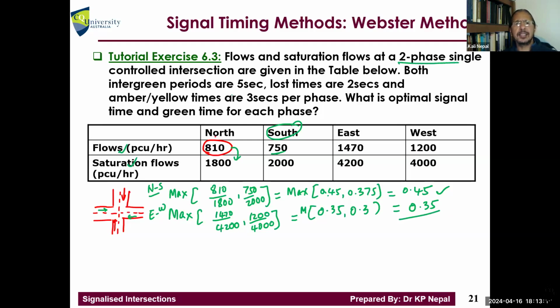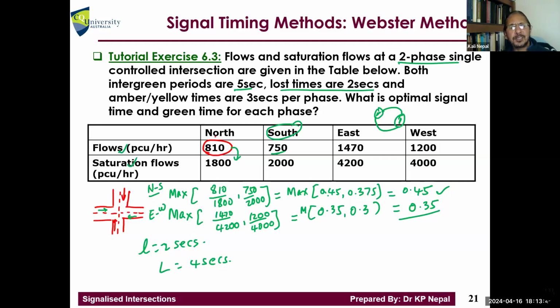Two-phase signal. The intergreen time is 5 seconds, loss time is 2 seconds. If loss time is 2 seconds for one phase, for two phases how much total loss time would it be? 4 seconds, because 2 times 2, right? Because there are two gaps. In the first phase there is a loss time here, and then in another phase there is too. Did you see this 2 times? We need to get the loss time correct.